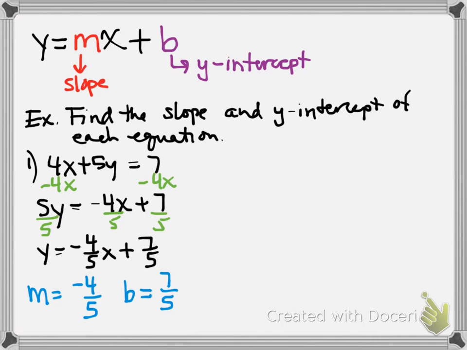Now, if I wanted to, I could go one step further and write it as an ordered pair. Delaney, how would I write this y-intercept as an ordered pair? 5, 7. Where'd 5, 7 come from?